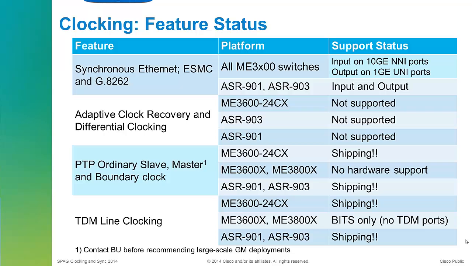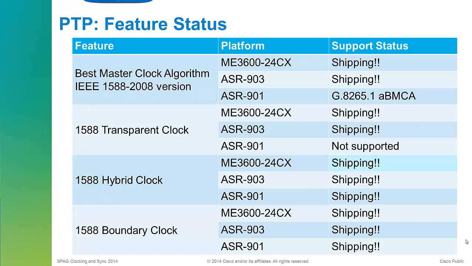901, 903 of course support line clocking. Best master clock algorithm, we support that across all the platforms. The 901 also supports the 8265.1 alternate best master clock algorithm. I'll explain a bit more about that later. We support that alternate best master clock algorithm actually in all those platforms. But really we're talking about redundancy. The 901's redundancy is through the alternate best master clock algorithm, and the other platforms support both sets of redundancy.